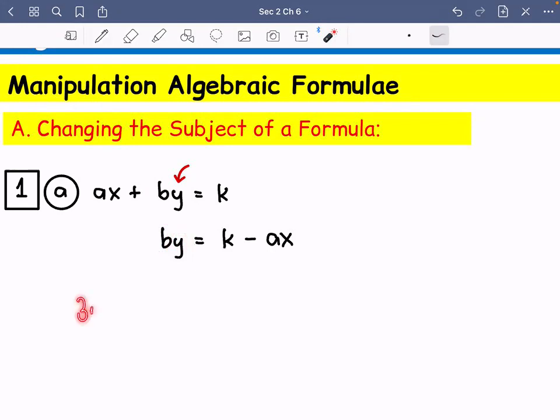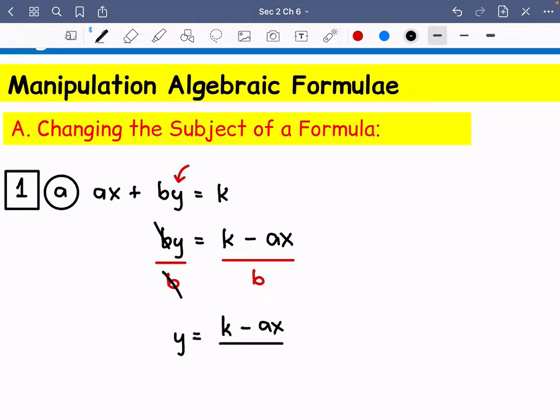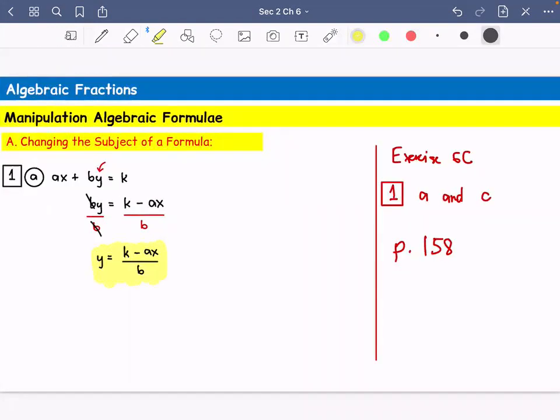It's the same as having 3y is equal to 9. How do you get rid of 3? So you divide both sides by 3. So same here, you divide both sides by b, right? Because that's what you're trying to get rid of. So b is cancelled out, and you have y all alone. So y is equal to k minus ax over b. That's your answer. All right. Did you get the same answer, class? Okay. So that's letter A.